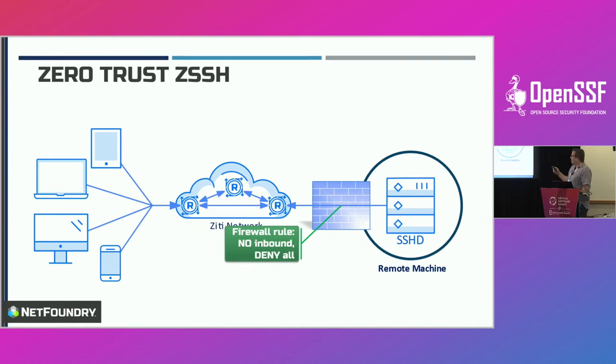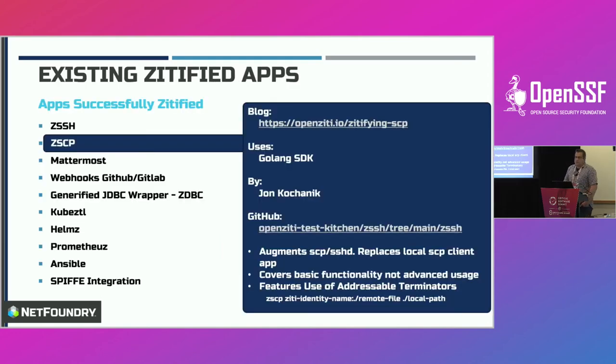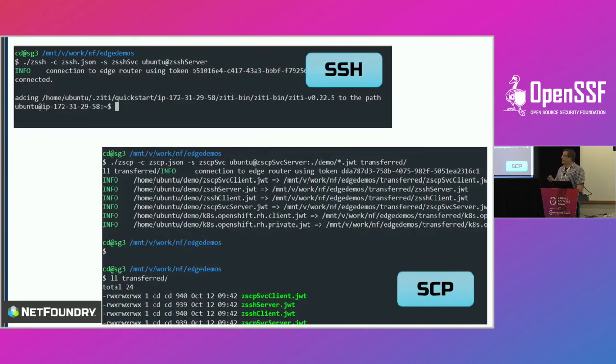So it's good, because firewall rule, no inbound, deny all, right? That's what we want. We want no inbound ports on any device anywhere. All right, ZSCP, it's basically SCP, just does file transfer instead. And here's a little example if you're interested.